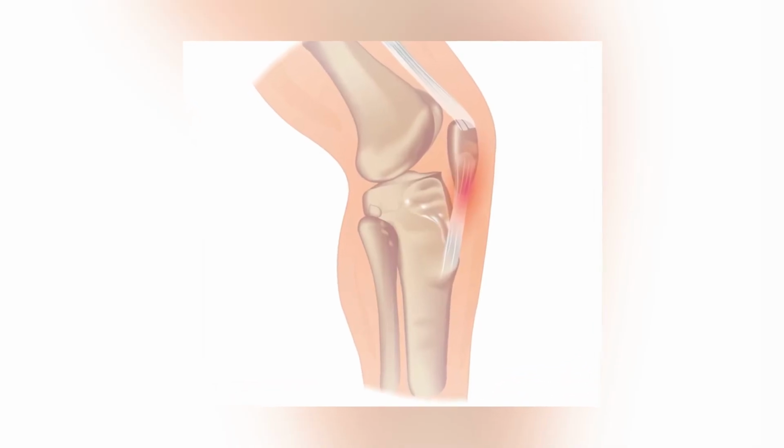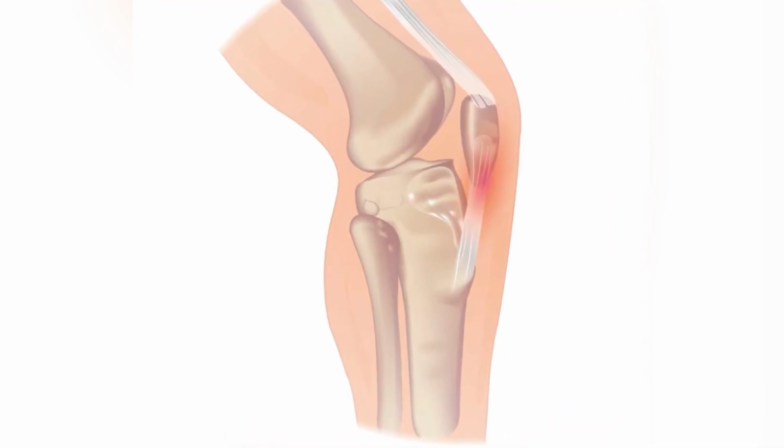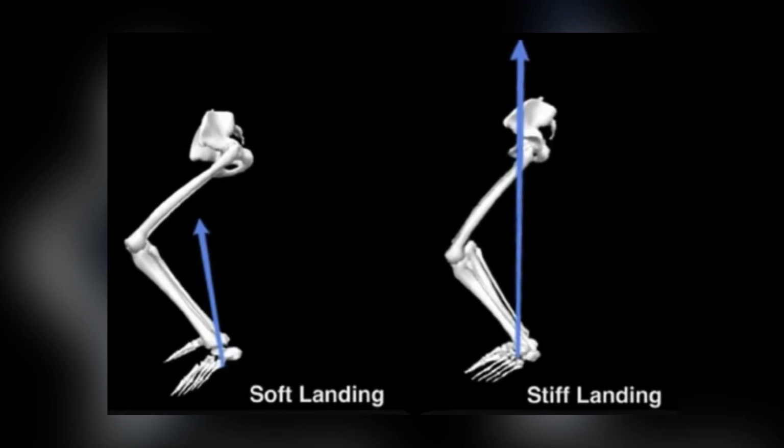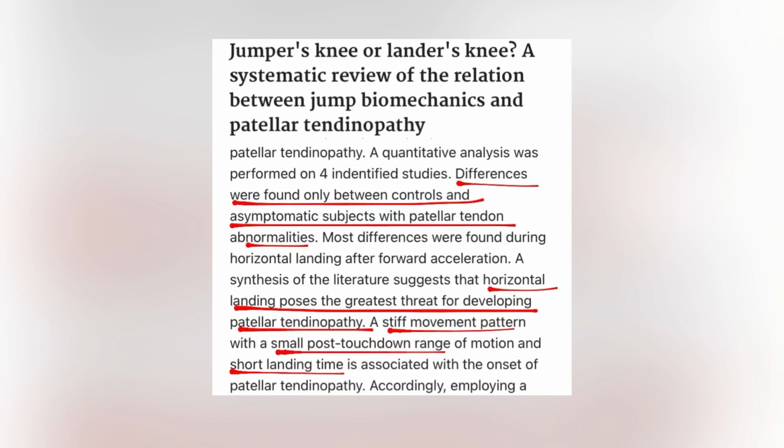So what about people with patellar tendinopathy? They don't have the same issues with valgus collapse. They don't have the same issues with weakness at the hip. They just don't want to bend their knee when they land. They have a very stiff landing strategy. This actually causes more stress on the patellar tendon.